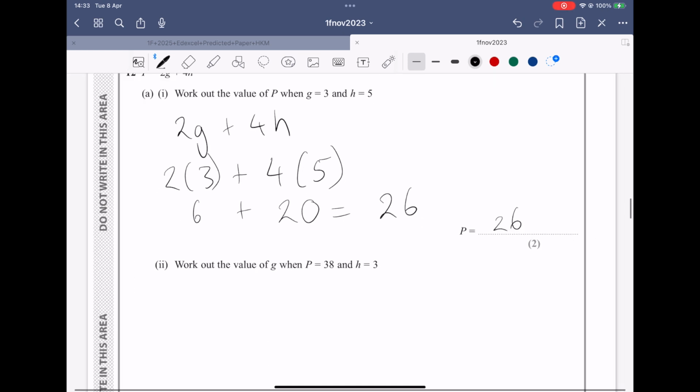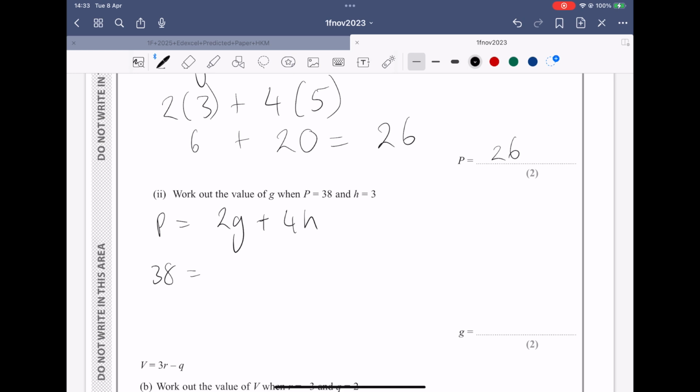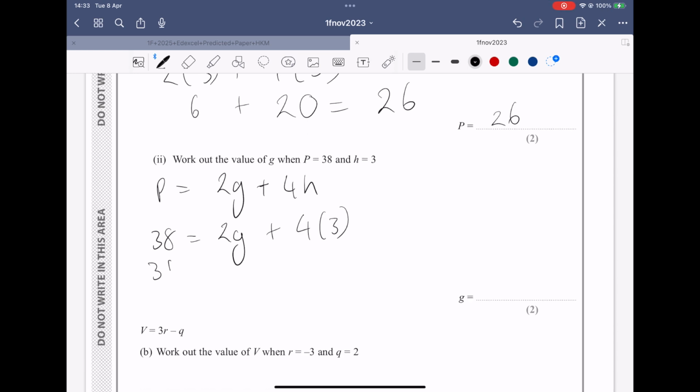Okay, this one says work out the value of G when P is 38 and H is 3. So if you look at the actual equation, that's what it looks like. We've got 38 replacing the P. We don't know what G is, plus 4 lots of 3. Okay, so we've got 38 equals 2G plus 12.